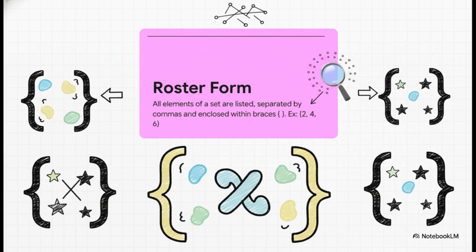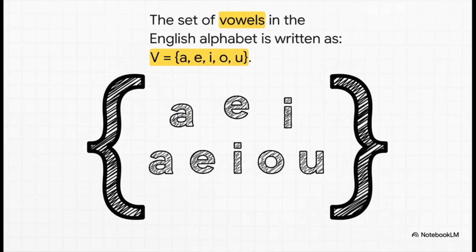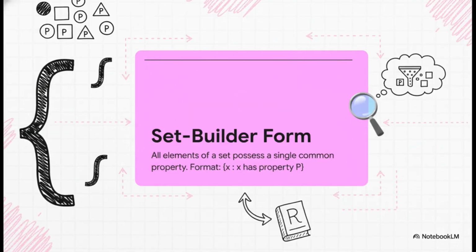For example, if you wanted the set of letters in the word school, it would be S, C, H, O, L. Even though there are 2 O's in the word, you only write it once in the set. And here's a super simple example we've already talked about. The set of vowels in the English alphabet, written in roster form, is just V = {A, E, I, O, U}. Easy, right?